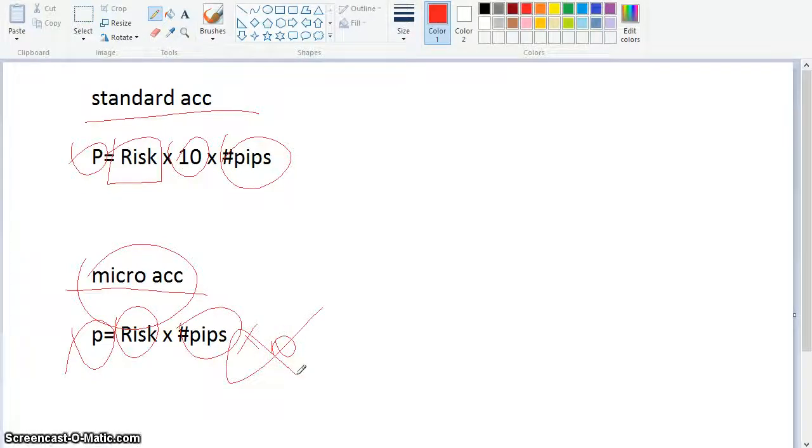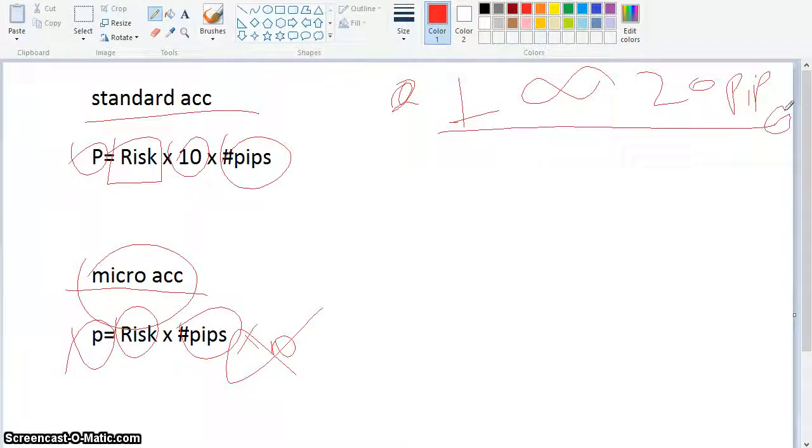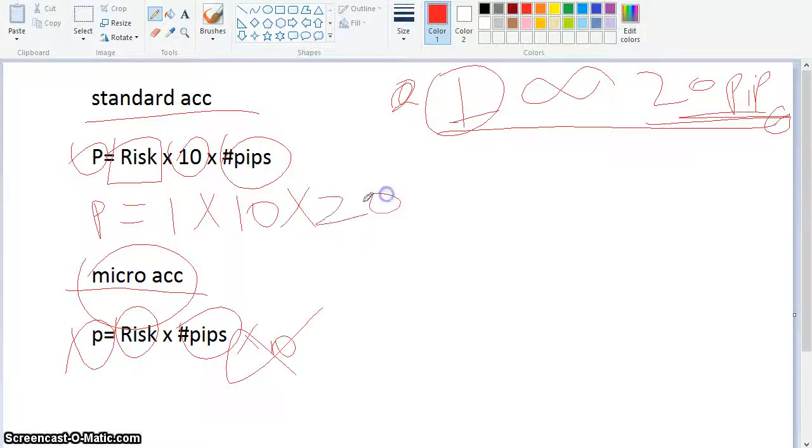Let's just assume that you risked 1. So you are buying 1 share of something, and then that position moves 20 pips. Then we can calculate how much profit you made. On the standard account, your profit will be equal to your risk, which is 1, times 10, times the number of pips you moved, which is 20, and you will make $200. So that will be your profit.